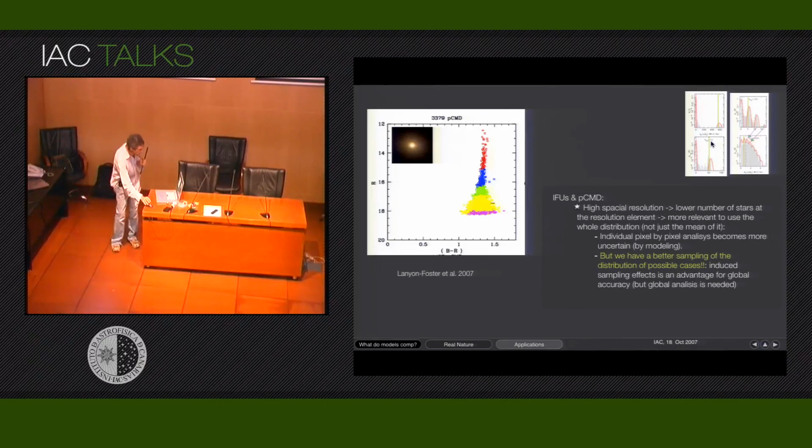And you can say, okay, this is a galaxy, and this is the pixel by pixel distribution of the colors in this galaxy. It's not a color magnitude diagram in the sense of stars, but taking into account what happened in each of these pixels and the global structure of this diagram, you can obtain things about the stellar population in a similar way to color magnitude diagrams.